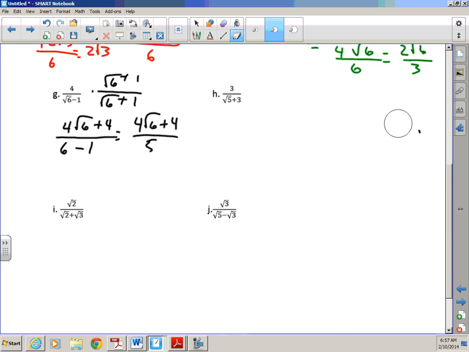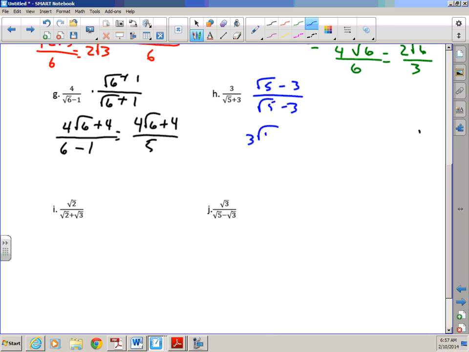In the next one, I'm going to multiply by radical 5 minus 3. Remember, I have to distribute. I get 5 minus 9. So I get 3 radical 5 minus 9 over negative 4.